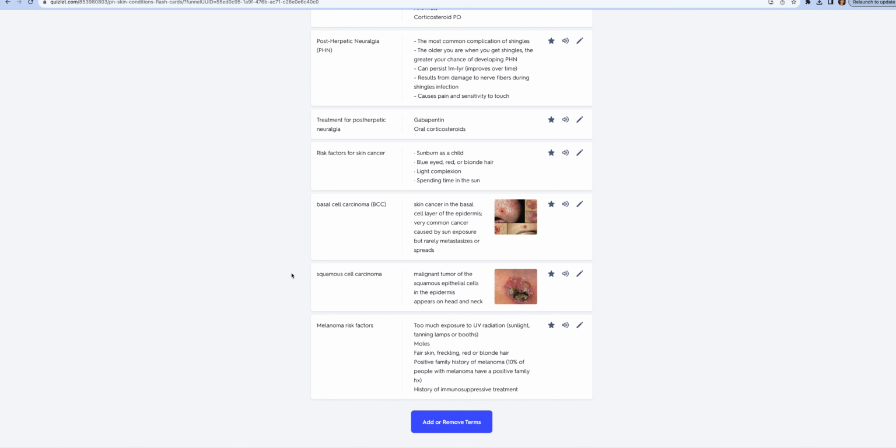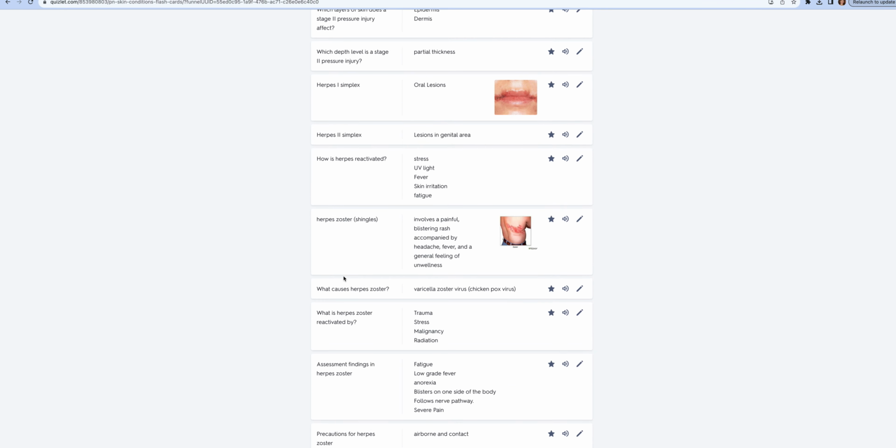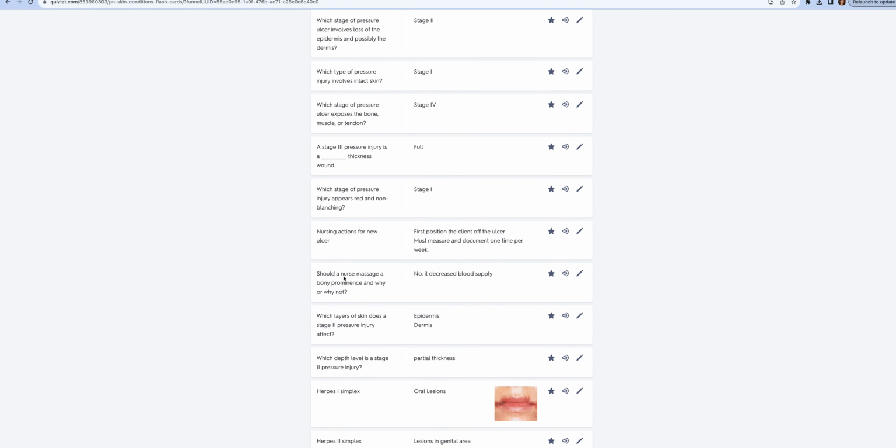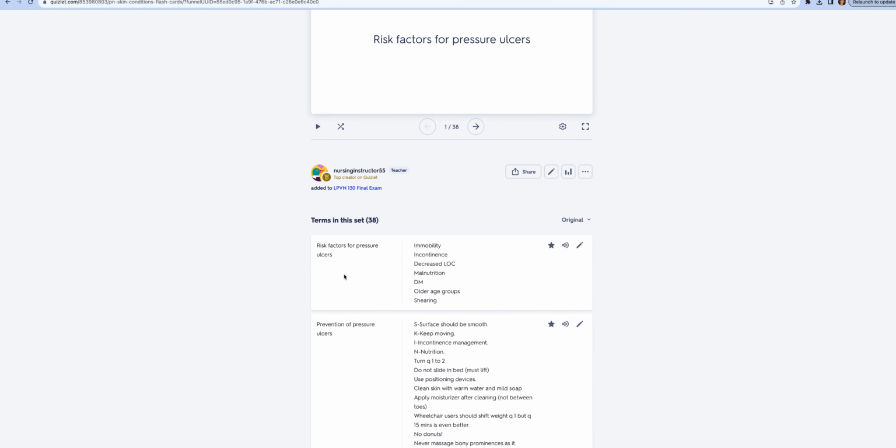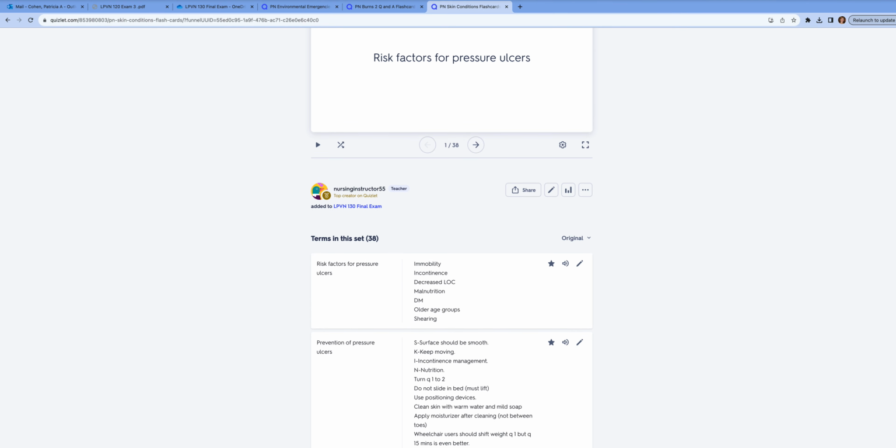With melanoma, there's too much exposure to UV light usually, and moles change, and it's people with fair skin, freckling, and anybody that has a history of immunosuppressant treatment. So the moles can change color. It can look like a blackberry. So make sure you especially know who's at risk. And also these stages are really important for you to know. And I think you're probably pretty good on how to prevent and what to do with pressure injuries.